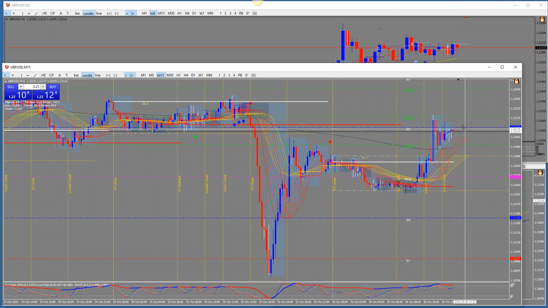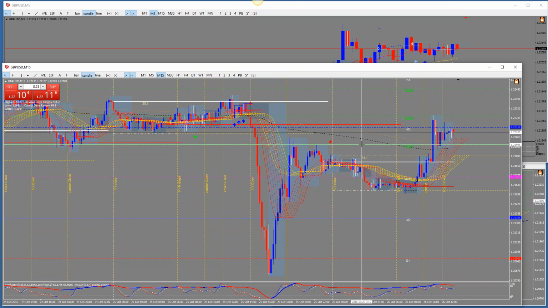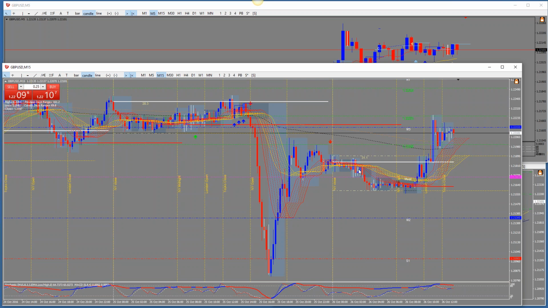So it could go up to the 25. It could go back down to the 75, and again, there's the consolidation at the 75 right there. We can come down 25 pips from here. Yeah, so there's a consolidation at the 75 right there.